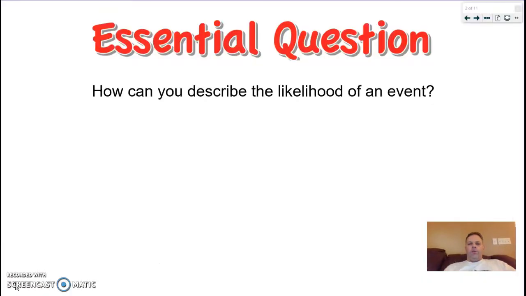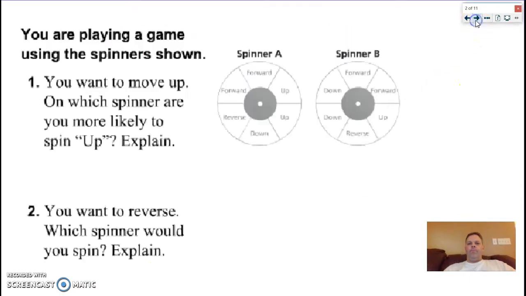Our essential question today is, how can you describe the likelihood of an event? We will also discuss probability. You are playing a game using the spinners shown. Spinner A has forward, up, up, down, reverse, and forward. Spinner B has forward, forward, up, reverse, down, and down. You want to move up. Which spinner are you more likely to spin up?